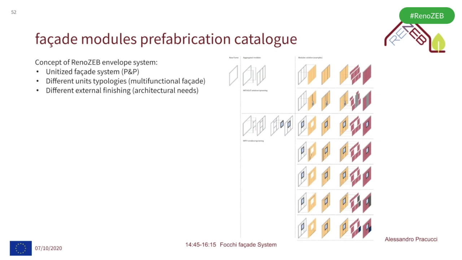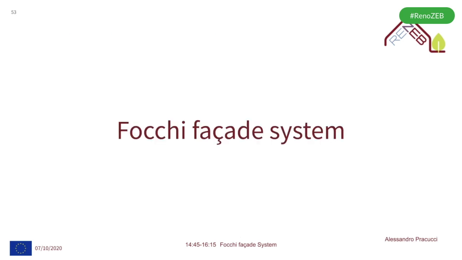This external finishing can be changed in relation to specific aesthetic request of the architect, as well as a cost issue or other element. Here you can see a sort of catalog of opportunities deployed by RenoZEB facade. So same base, same frame, and different external finishing. And this being the core of our design phase. Let's go deep inside what we have designed.